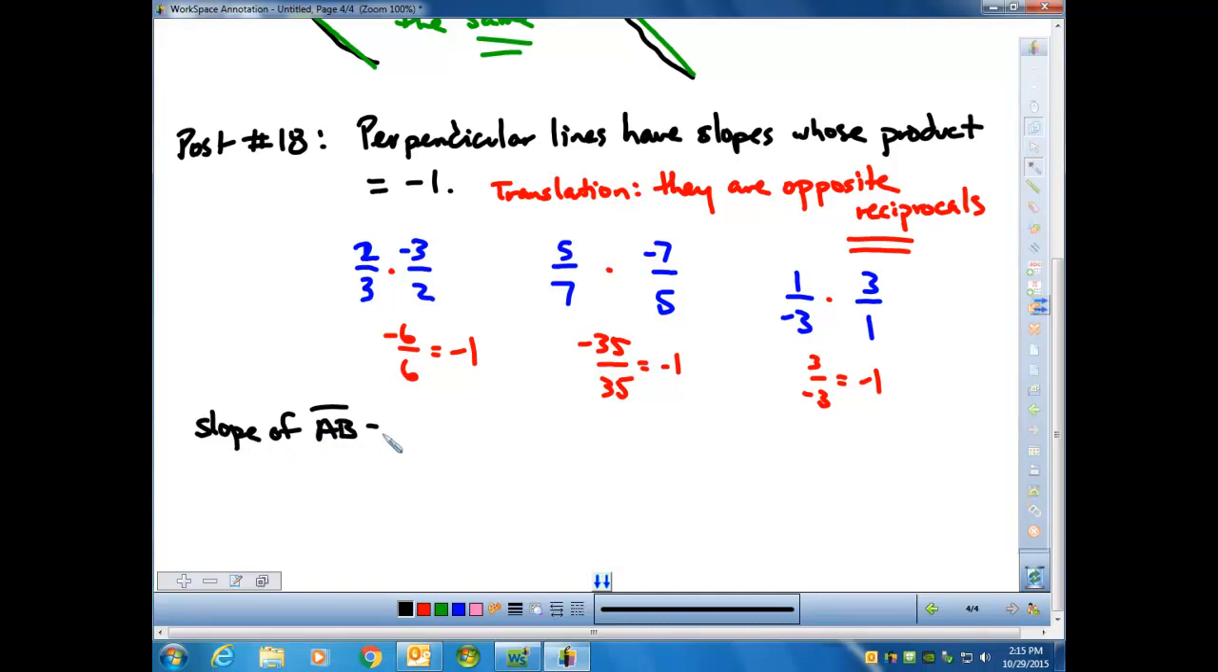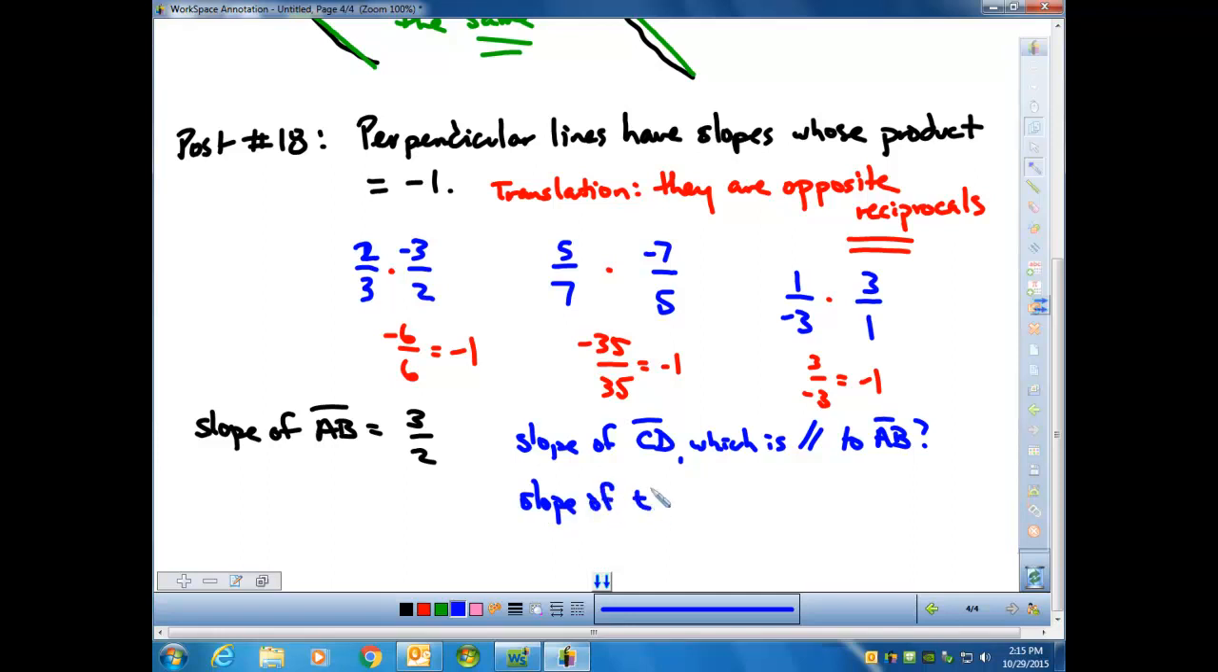And by the way, if I'm going fast, stop, go back, watch it again, listen to it. So if I tell you that the line of line AB has a slope of 3/2, you should be able to tell me what the slope of CD would be if it's parallel to AB. Likewise, you should be able to tell me what the slope of EF would be if EF is perpendicular to AB. So, stop the video here right when you get a chance and answer those questions quickly.